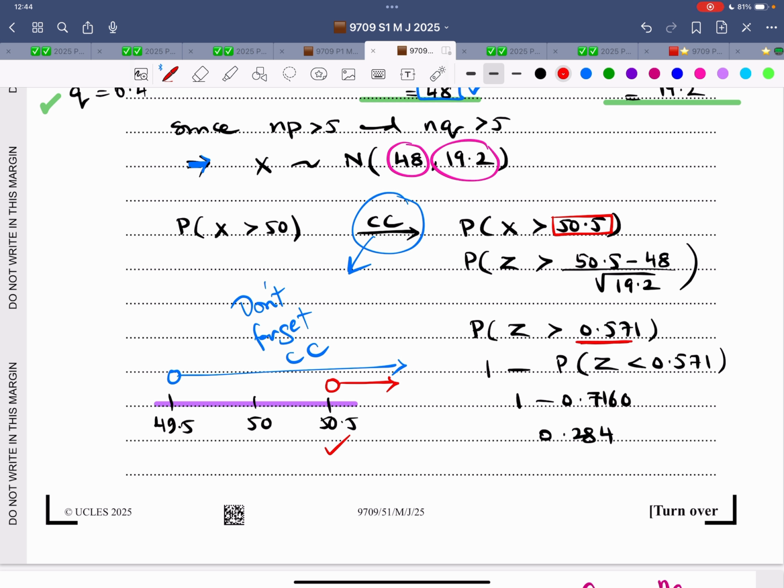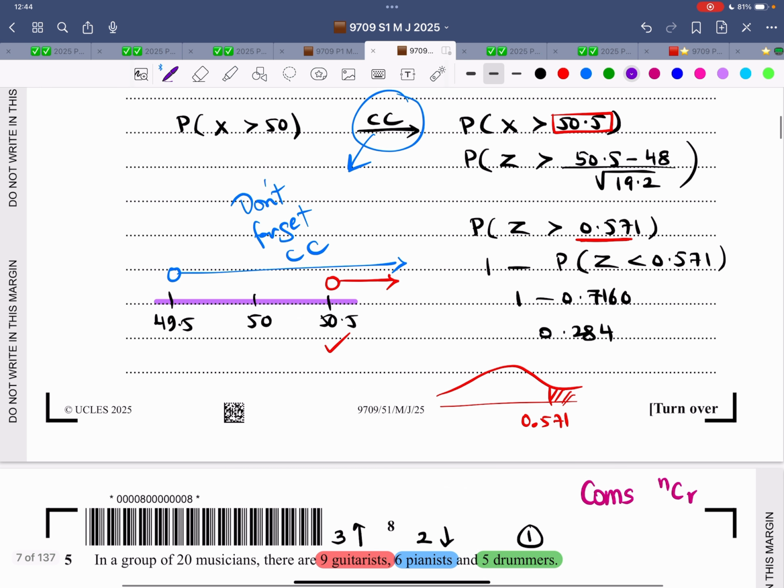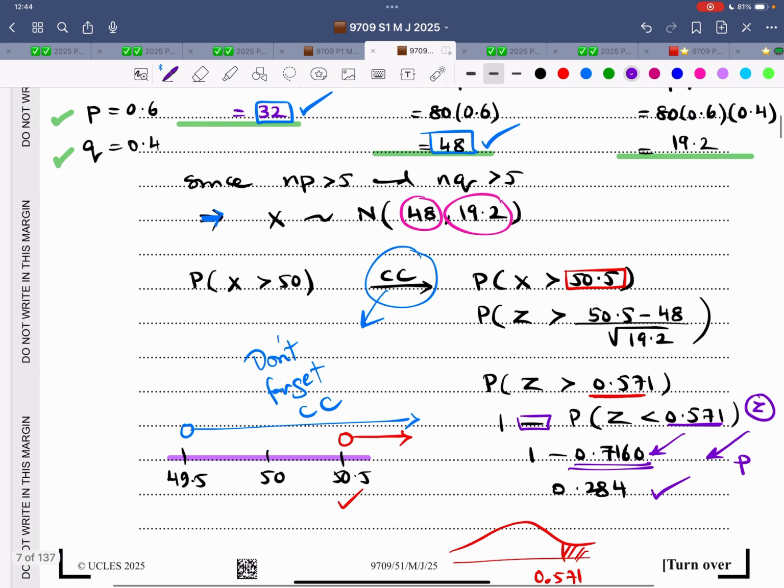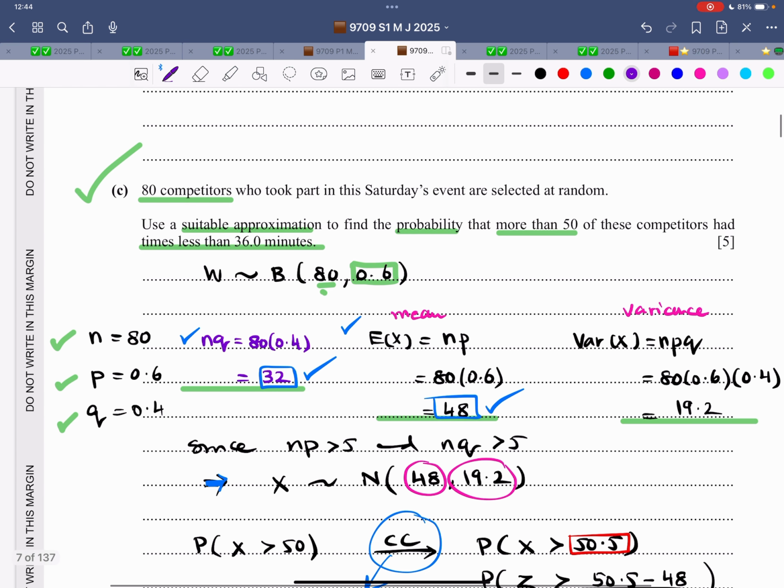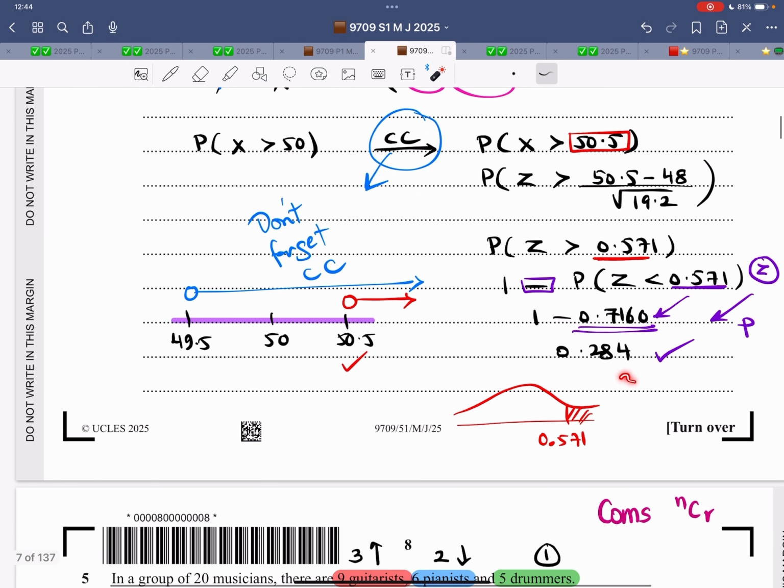This is rule number 2, because we have the normal distribution curve. We want this probability. This is 0.571. As such, you don't need a diagram if you have understood it through the way that I have explained. So 1 minus probability z lesser than 0.571. This is using the z value to find the p value. Subtract and then you get the answer. Now double check. Are they asking us the probability or expectation? They are asking us the probability. Final answer 3SF.